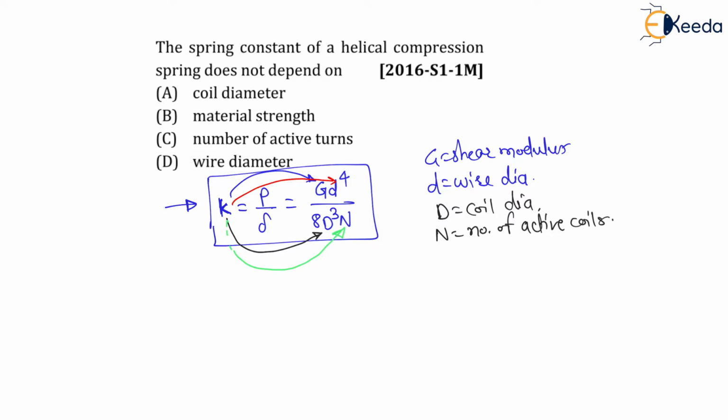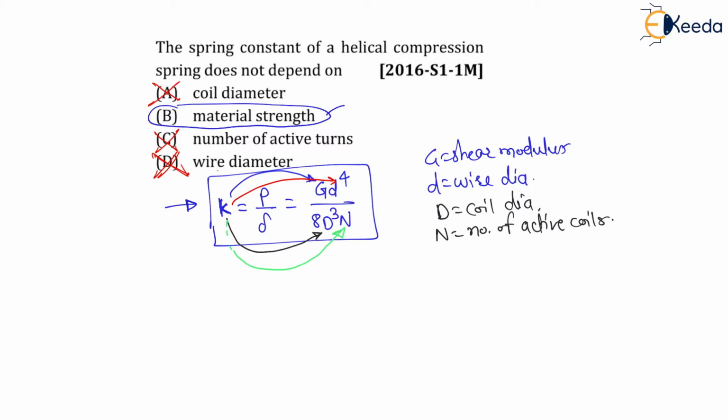Therefore my dear students, here they are asking on which parameter K does not depend. Here K depends on coil diameter, therefore this is wrong. K depends on number of active turns, therefore C is also wrong. K depends on wire diameter also, therefore D is also wrong. Now in the formula there is no material strength, therefore option B is correct.